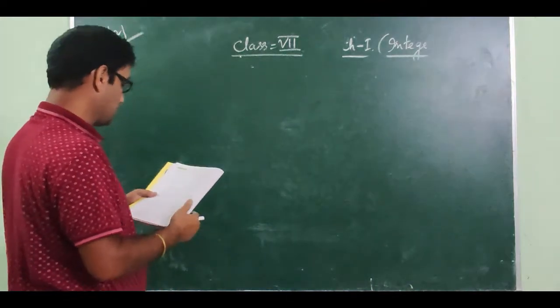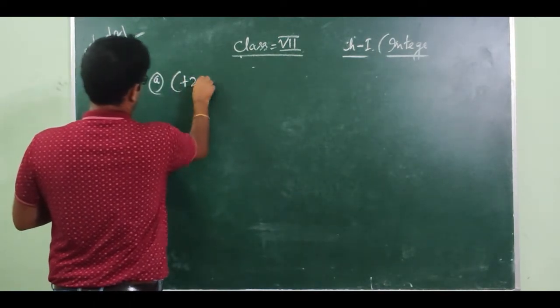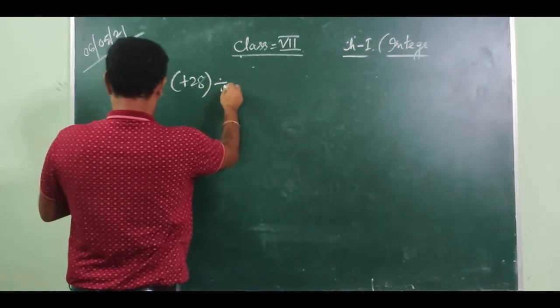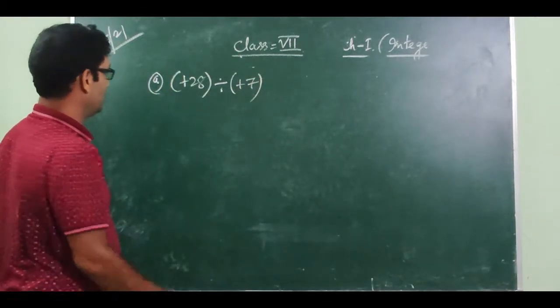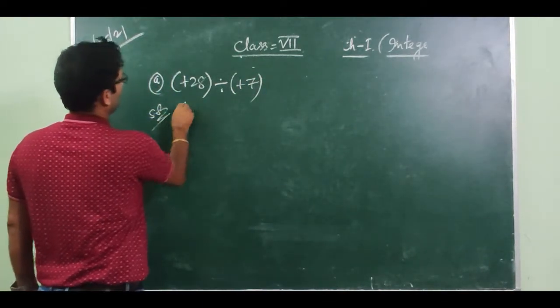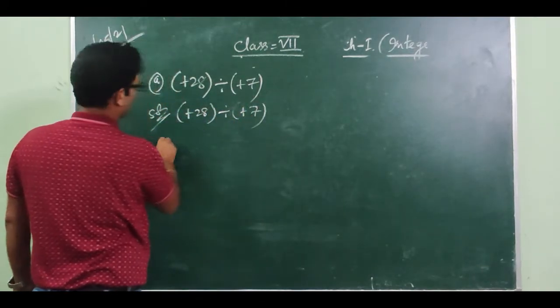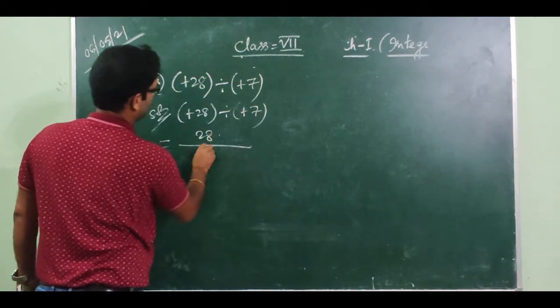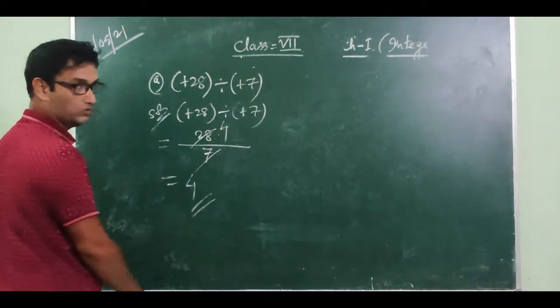For example, here the first question given is A: plus 28 divided by plus 7. So the solution is plus 28 divided by plus 7. If we divide 28 by 7, we get 4. Then your answer will be 4.